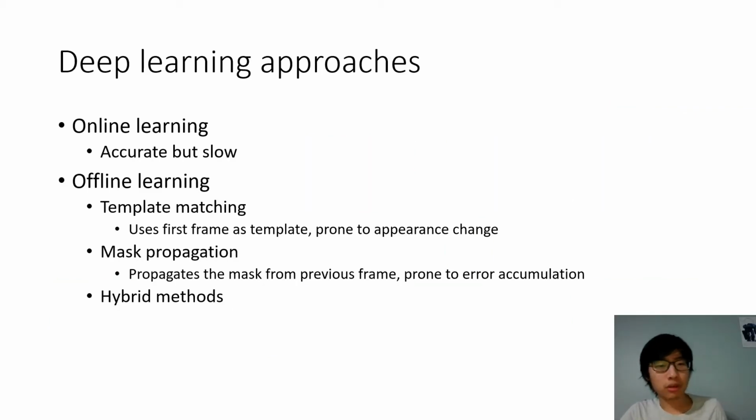The deep learning approaches to this problem can be categorized into 2 major schools: online learning methods and offline learning methods. Online learning methods produce quite satisfactory accuracy, but are slow because you have to do training during inference. Offline learning methods, in contrast, are faster but also less accurate. They can be further divided into template matching methods, which use the first frame as a template, and mask propagation methods, which propagate a mask from the previous frame.